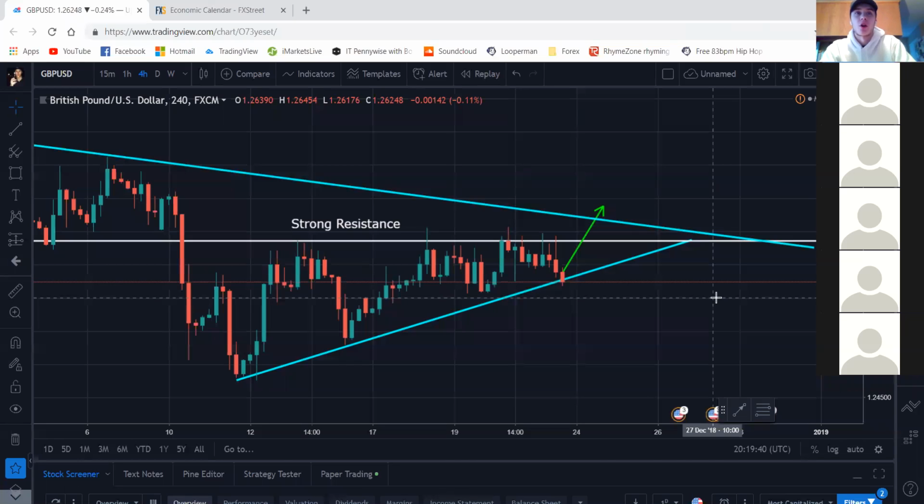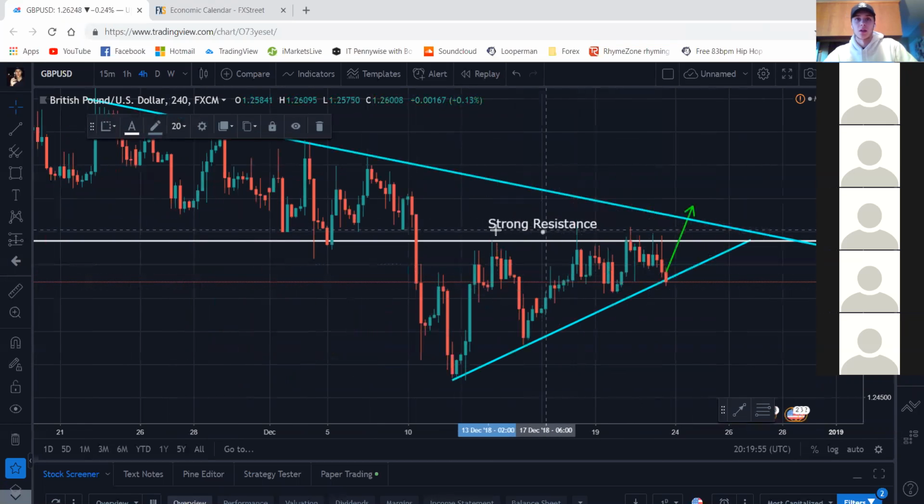So multiple confirmations on multiple time frames, fundamental analysis and fundamental, US government shutdown, of course. So that is my markup for GBP USD.